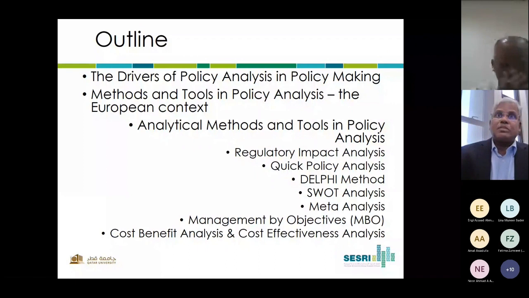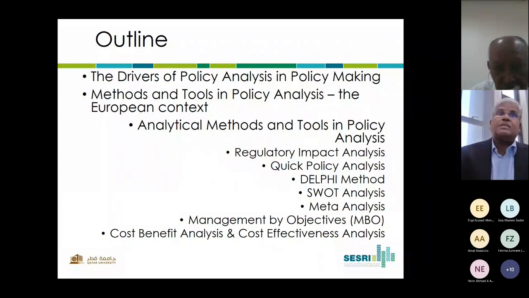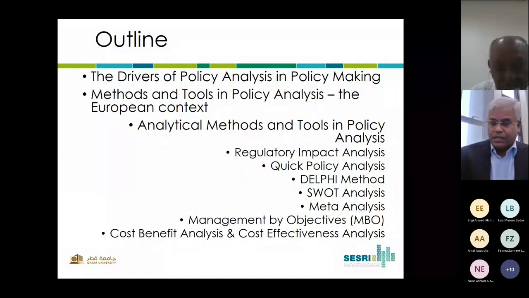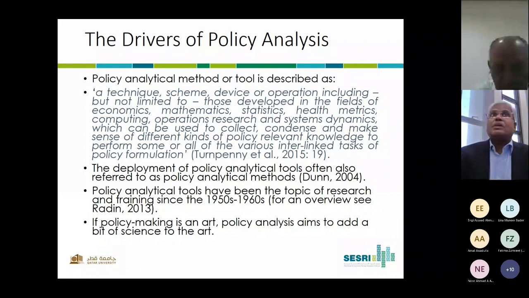The methods that we will focus on in this lecture are regulatory impact analysis, quick policy analysis, the Delphi method, SWOT analysis, meta-analysis, the management by objective method, and today's lecture will end with cost benefit and cost effectiveness analysis. Perhaps there are many other methods that we will move to the next lecture. The tools and methods are largely known as the drivers of policy analysis.